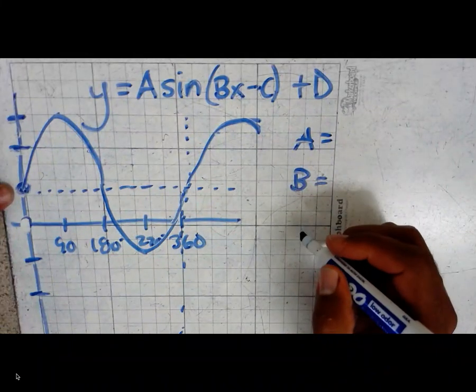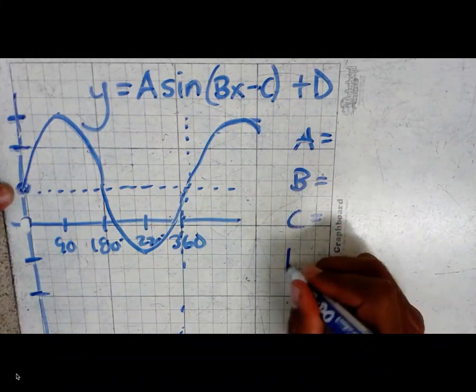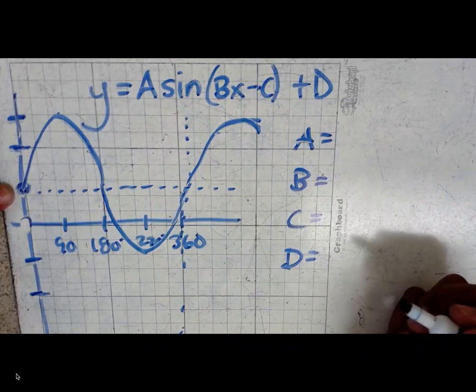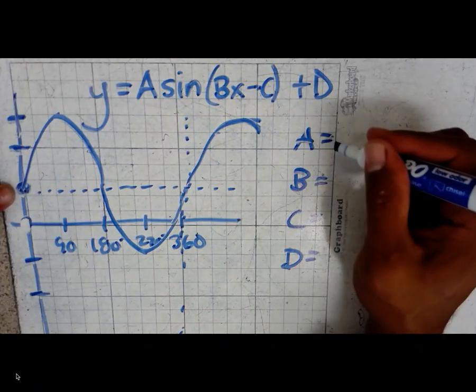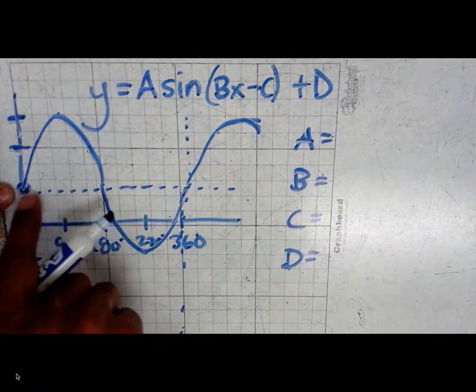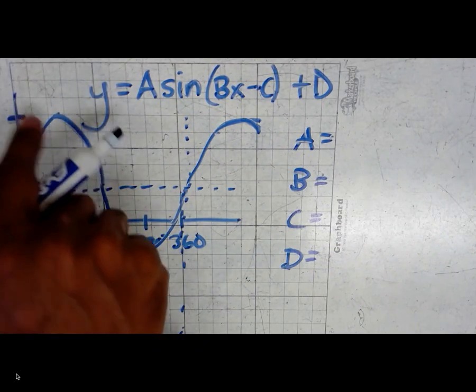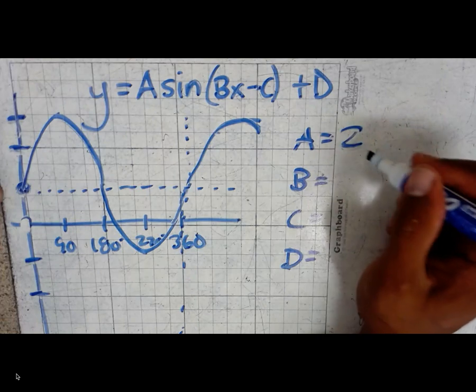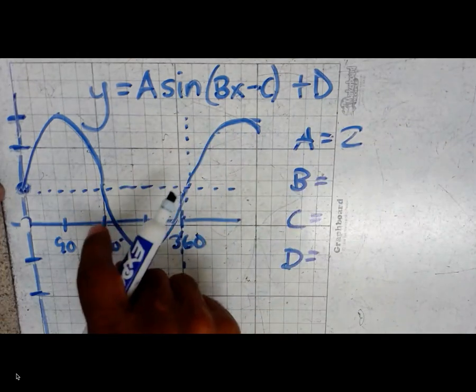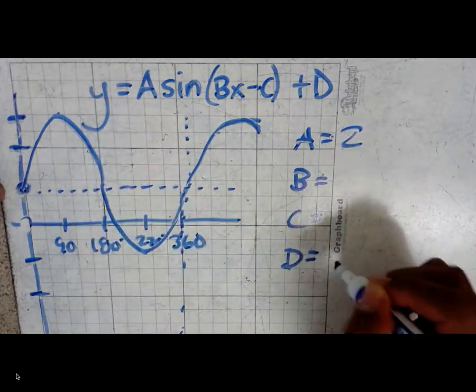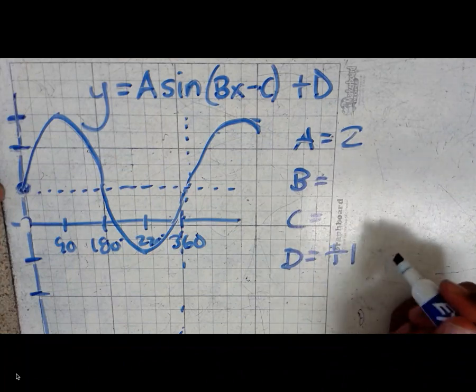So given a graph, create the function. All right, so first, amplitude. Well, count the amplitude. There's the midline, right? So from there, that's 1, that's 2, that's 3, so the amplitude is 2 units. Then the vertical shift: it went up 1, that is the D value, plus 1.